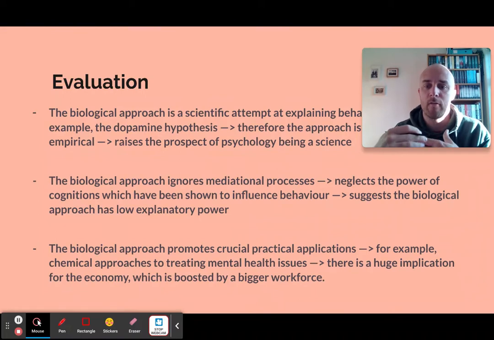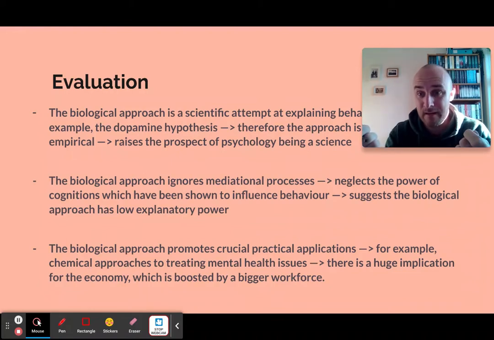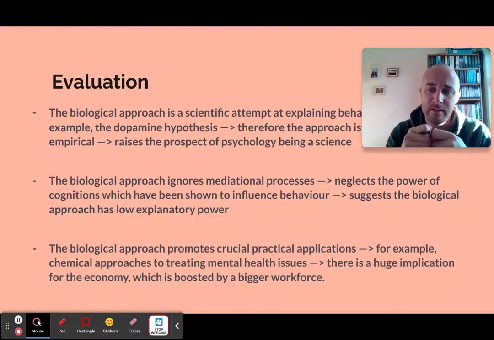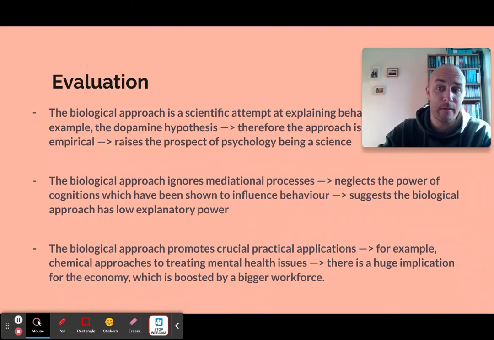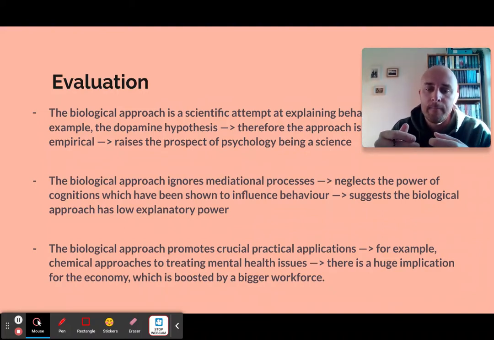That's your point, right? Where's the evidence of this, right? So mediational processes, which you'll see in another video for learning approaches, is basically the idea about what happens between us seeing something and then repeating the behavior. Right? The biological approach ignores the power of cognition. We know how we think has an effect on our behavior. We know that for a fact, right? For a strongly supported hypothesis. But this approach completely ignores this.